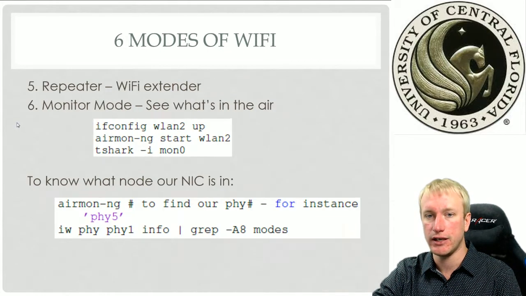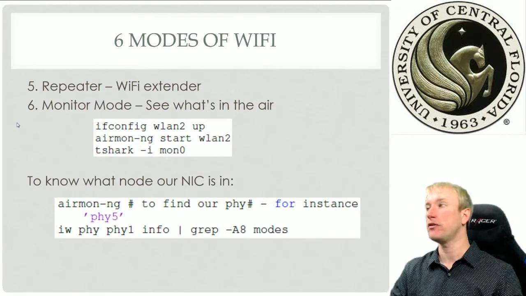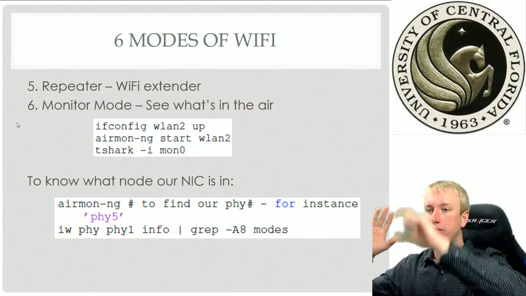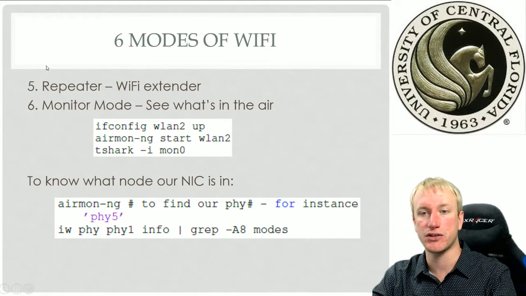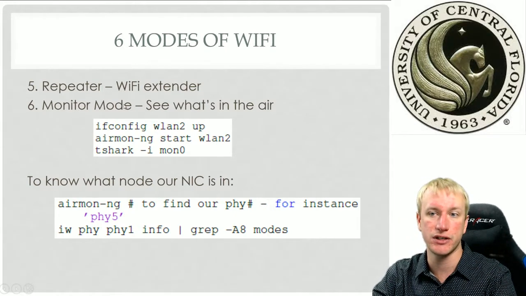The 5th mode is repeater mode. So say I'm over here and I want to send something 6 miles away. I can have little nodes all along the way to send something 6 miles long to you, and that's called a Wi-Fi repeater or extender mode.